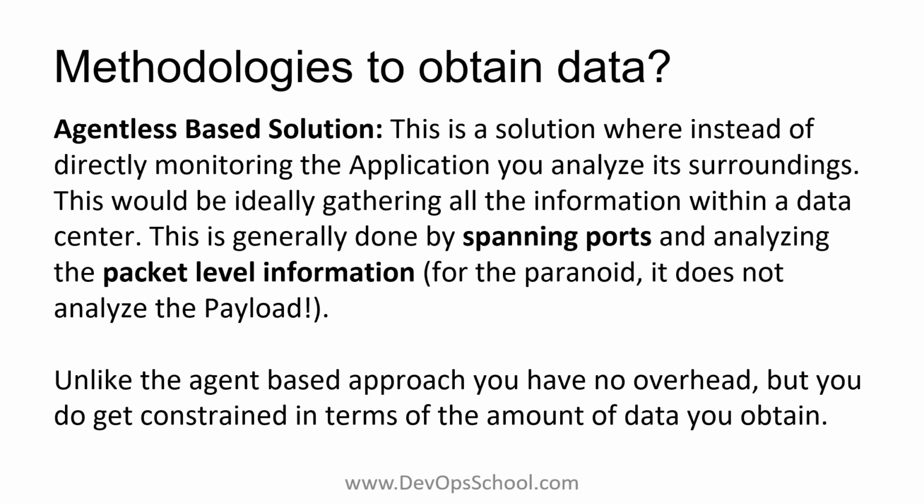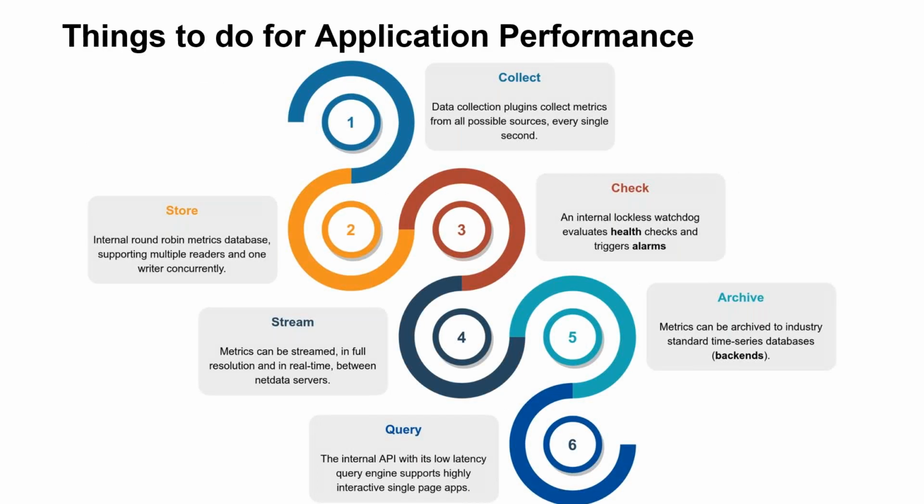So this is a solution where instead of directly monitoring the application, you analyze its surroundings. This should ideally gather all the information within the data center. It is generally done by spanning ports and analyzing packet level information and stuff like that. So this is the agentless based solution, which is network spanning. Now we understand that if you want to do APM, you have to do it either through the agent or non-agent. But what are the things to do for application performance?